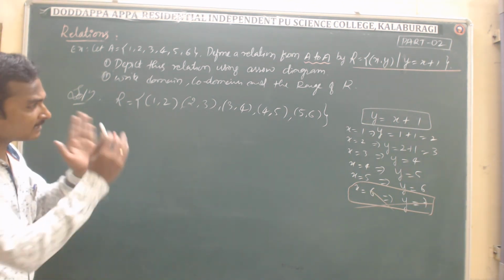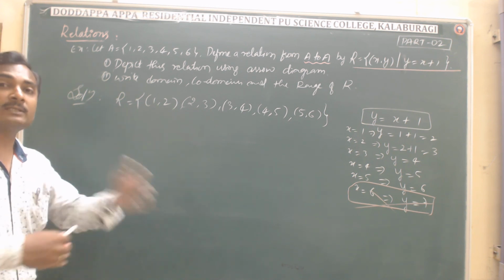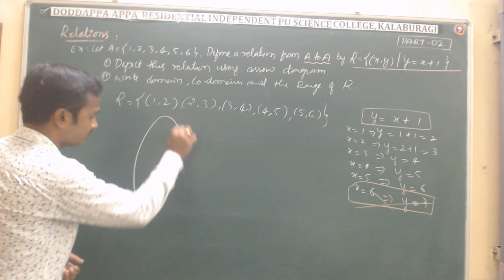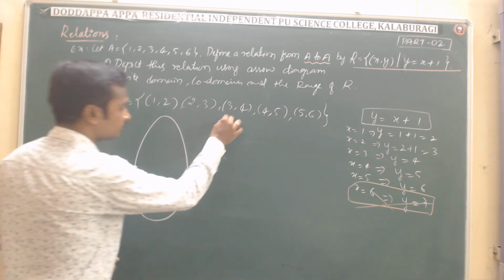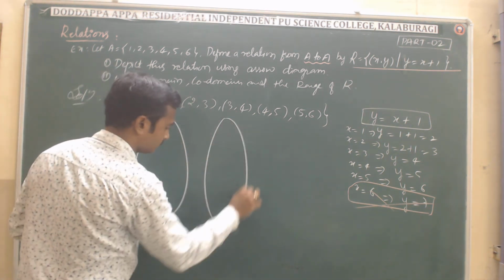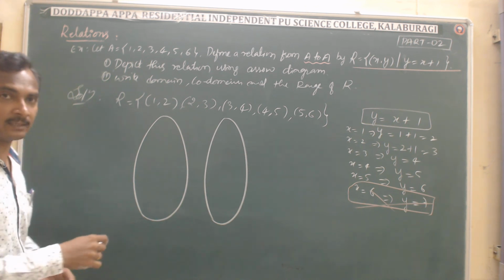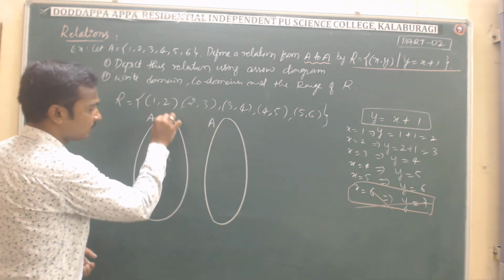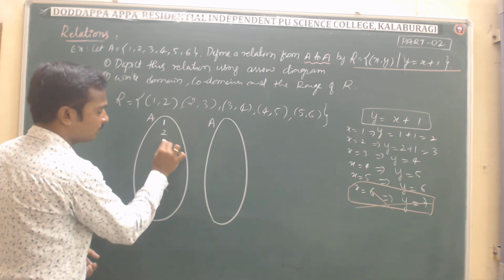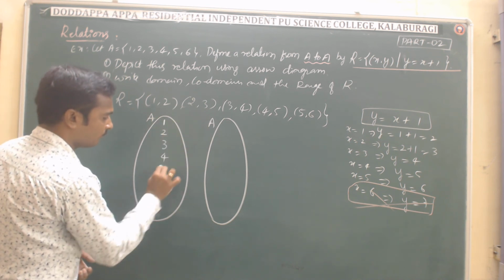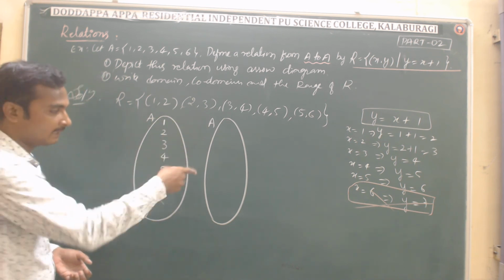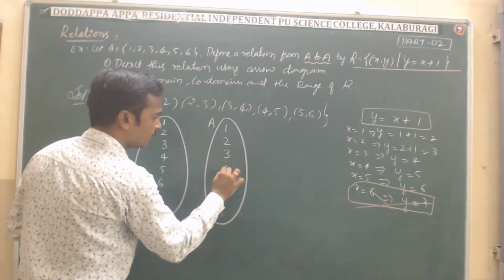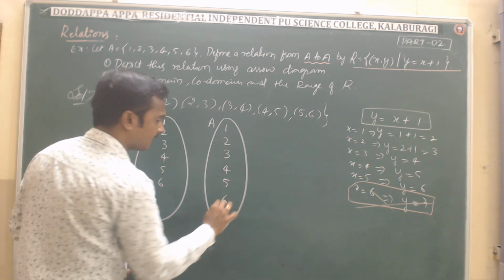Okay, so let us study the same relation set using the picture. You can see here, what are the elements of the set A? This is set A. This is also set A. So the elements are 1, 2, 3, 4, 5 and 6. Here also the elements are 1, 2, 3, 4, 5 and 6.